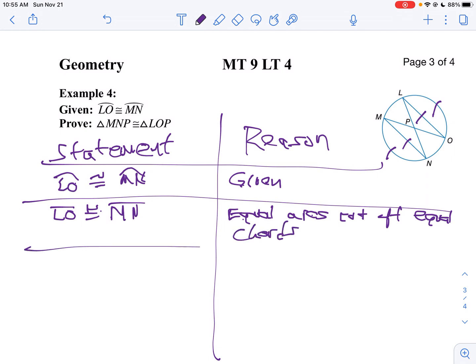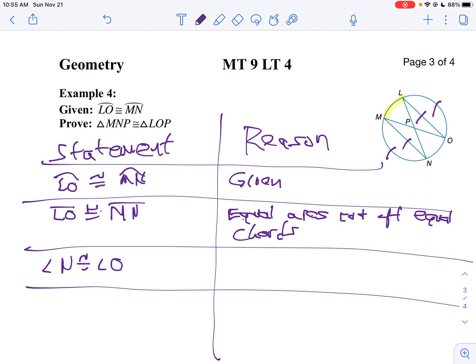Now let's use the fact, look at angle N. Angle N subtends arc LM. Angle O also subtends that same arc, doesn't it? So in other words, angle N is congruent to angle O. How do I know that? Because we know angles that cut off the same arc are congruent.